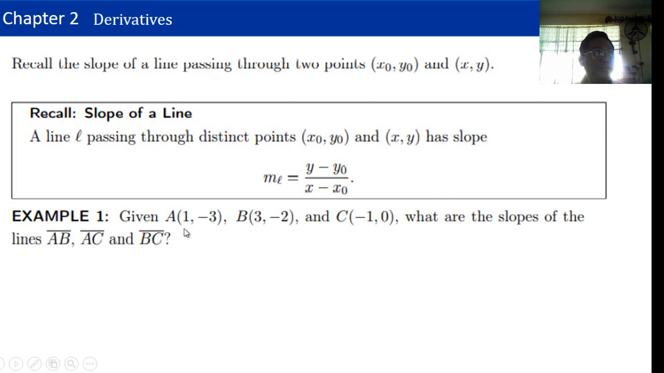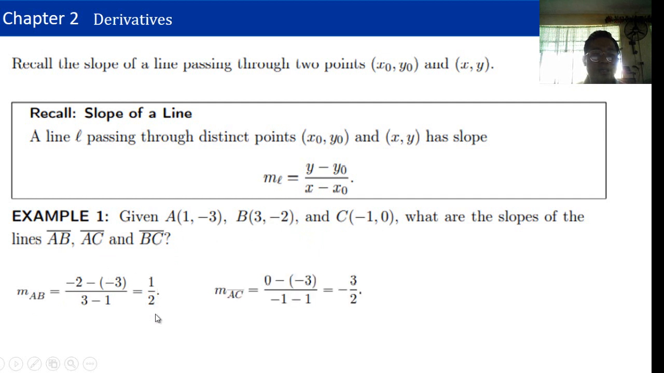Example, we have A(1, negative 3), B(3, negative 2) and C(negative 1, 0). So what are the slopes of the lines AB, AC and BC? So to find AB, we have negative 2 minus negative 3 over 3 minus 1. For AC, we have 0 minus negative 3 over negative 1 minus 1. And for BC, we have 0 minus negative 2 over negative 1 minus 3. Kasi x sub 2 minus x sub 1 yung denominator. So we have the slope of AB is equal to 1/2. The slope of AC is equal to negative 3/2, positive over negative. And we have the slope of BC is equal to negative 1/2. So these are the slopes.